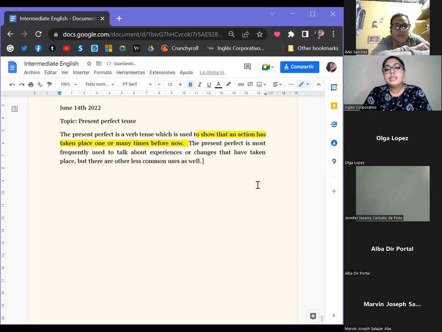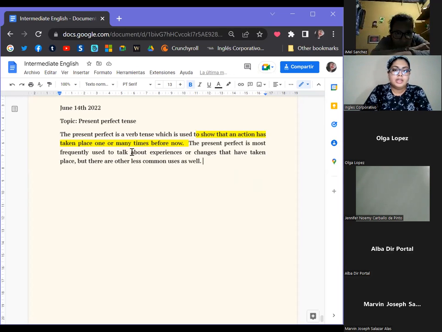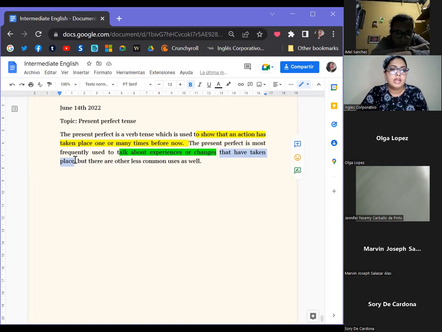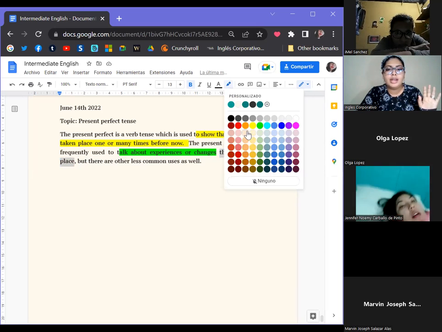It says that the present perfect is most frequently used to talk about experience or changes. Talk about experience in this case, and changes. As with many tenses in English, it has different uses, but some are less common. That's why we need to focus on the most common use of this kind of tense. This specific tense is to talk about experience or changes that have taken place. We are talking about something that has happened at some time before now.